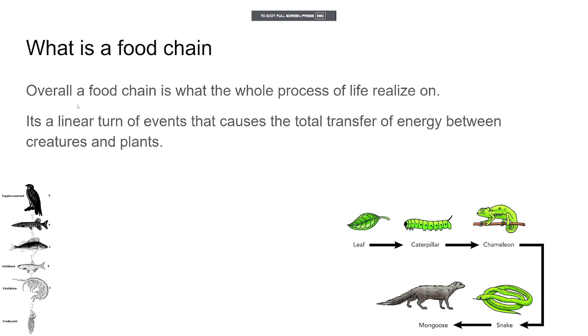What is a food chain? Overall, a food chain is what the whole process of life relies on. It's a linear turn of events that causes the total transfer of energy between creatures and plants. This diagram down here shows a leaf to a caterpillar to a chameleon down to a snake, and a mongoose eats the snake. It shows that all the way from plant all the way to animal, finally to the predator, it transferred.